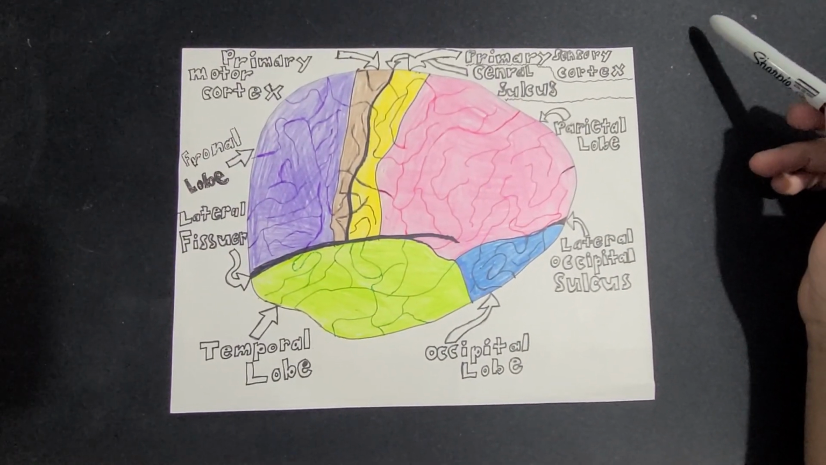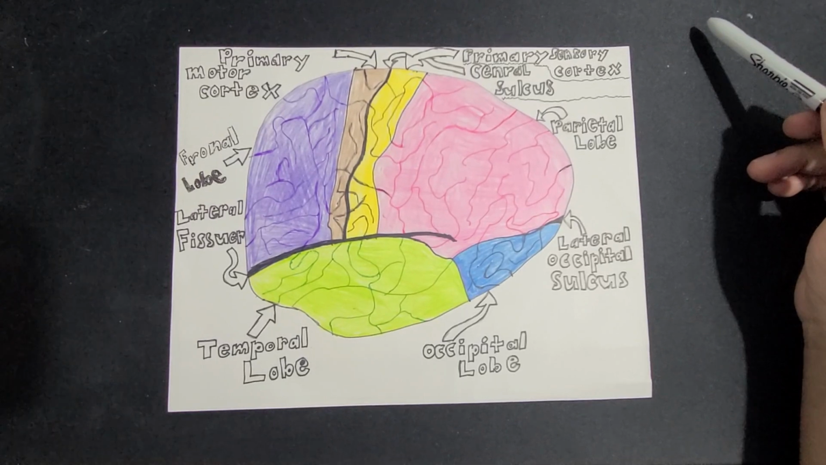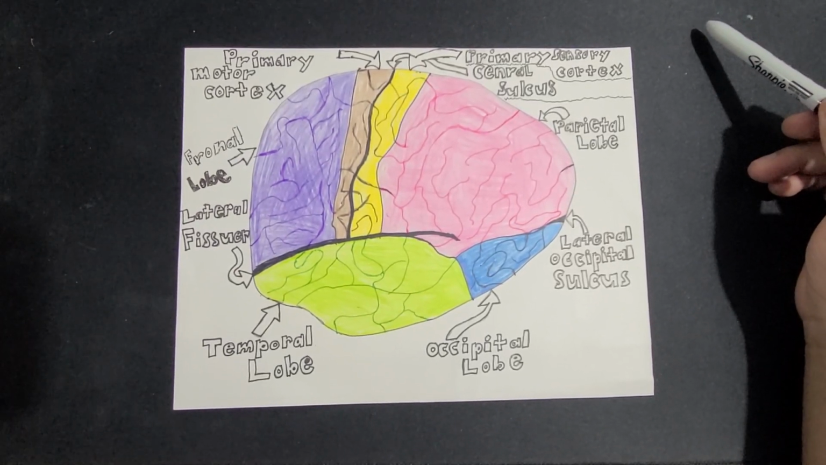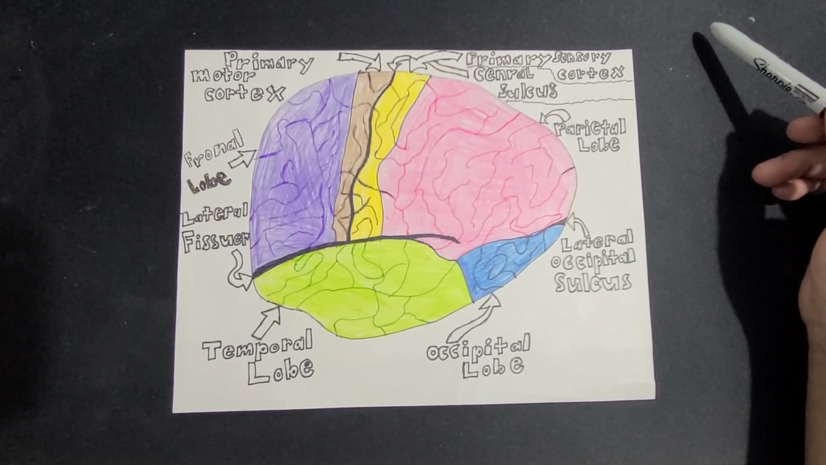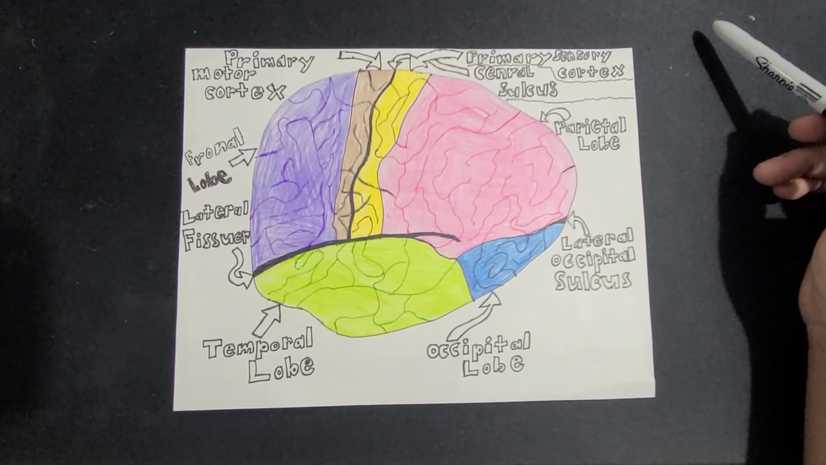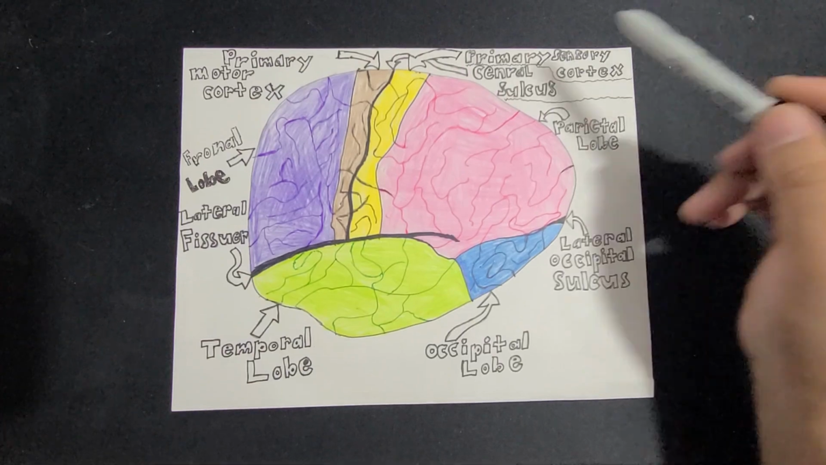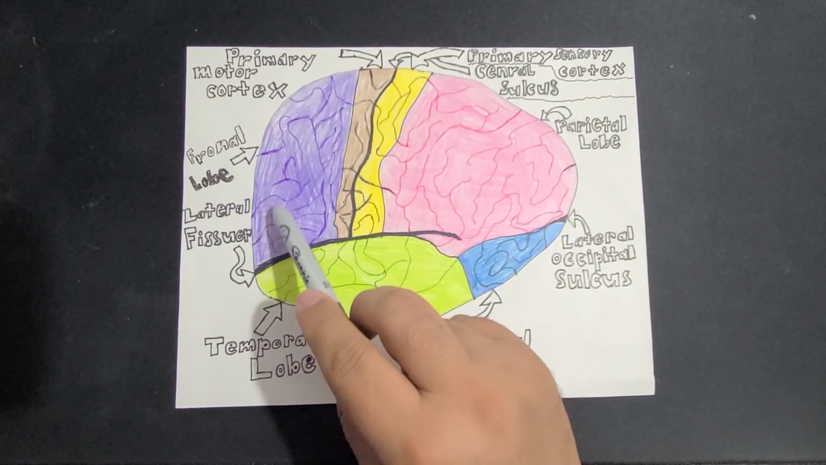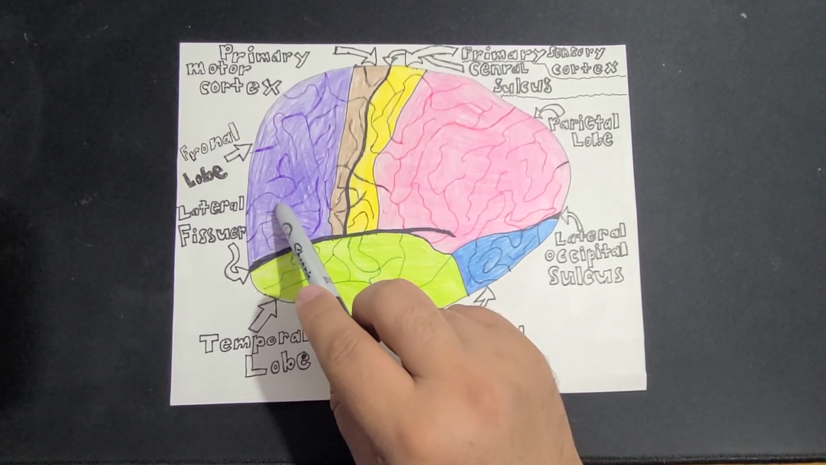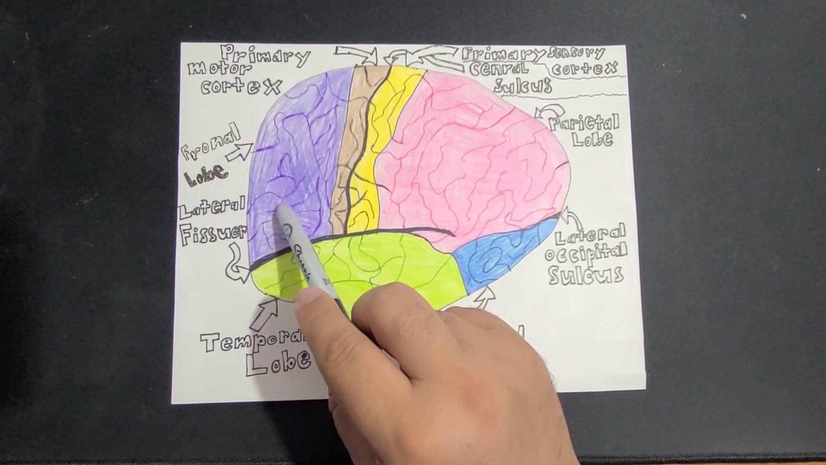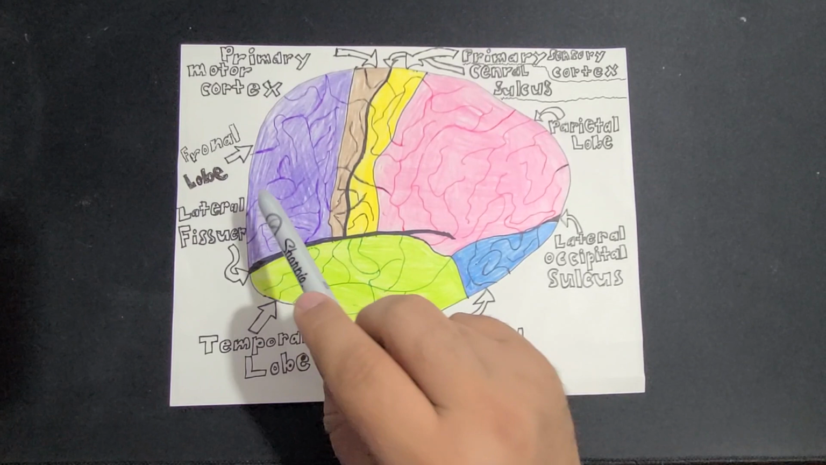Hello. Today we're going to talk about a couple of structures within the brain, including our four major lobes and a couple of fissures or sulci that divide the brain. To start off, we're going to talk about the frontal lobe, which is in the front of the brain. This controls our behavior and our emotion. It is often called the control center of our brain.